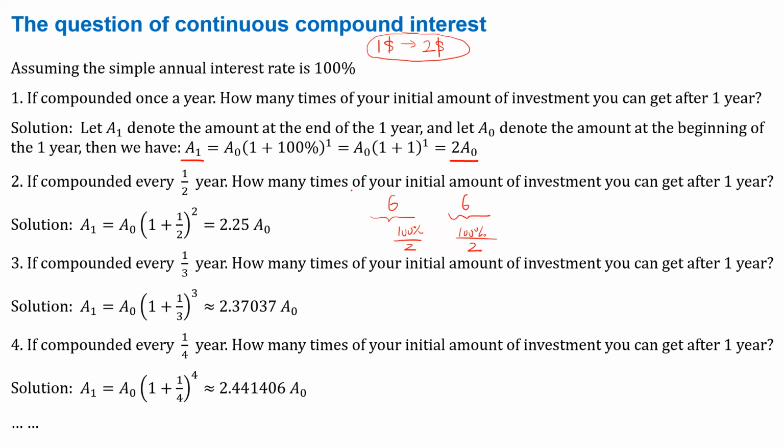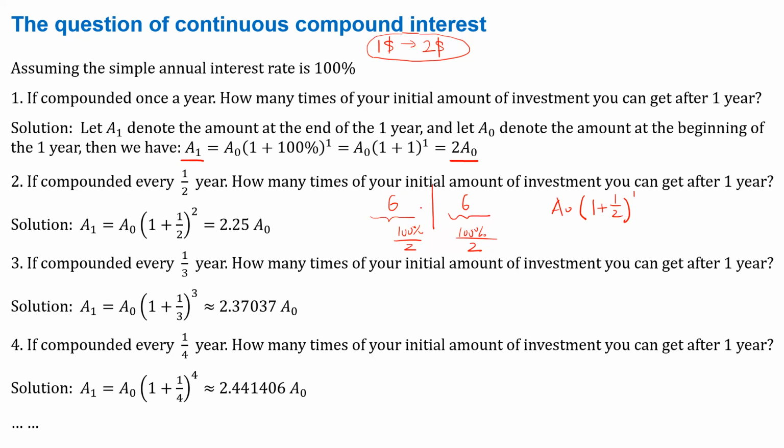Therefore, at the end of 1 year, your initial investment will become A0. First of all, at the end of the first 6 months, your initial investment will become A0 times 1 plus 1/2 raised to the power of 1, right? And then, because it's a compounded interest, right?